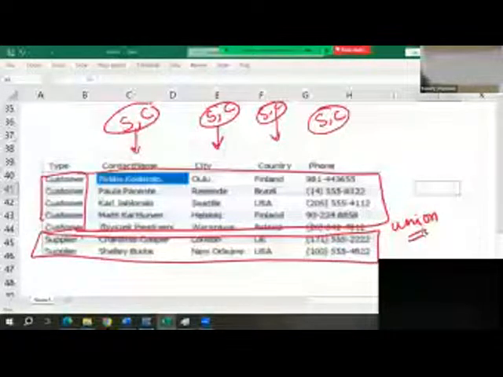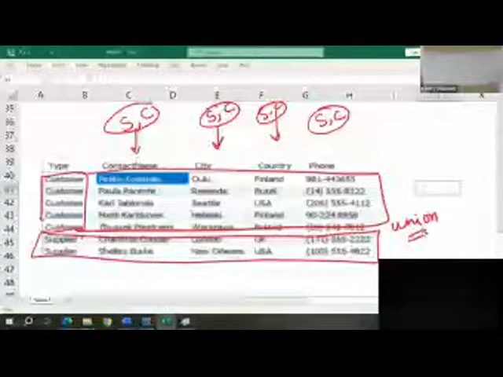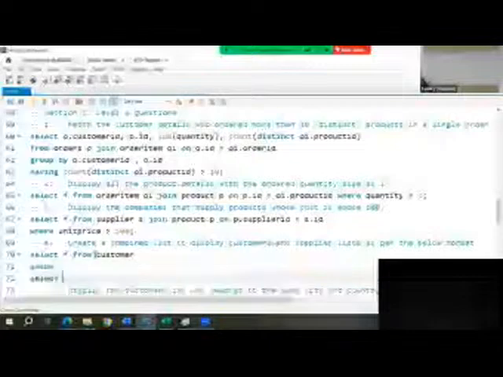You should not use joins here. Don't use joins. Why? Because if you use joins, it will say this guy is supplying this guy. We don't want that side information. We want concatenation information here. Just union them. Okay, that's all. So what I will do is, first let's do select all from customer union select all from supplier.